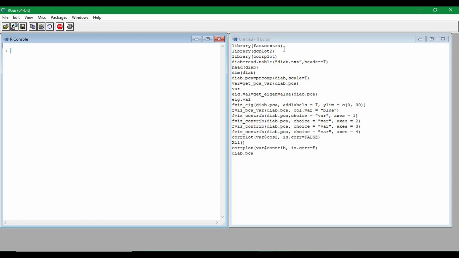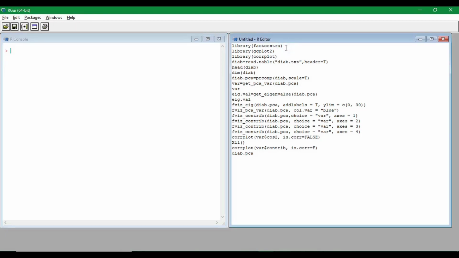Now let's load a few packages first. So we're going to load the factoextra package, we're going to load the ggplot2 package, and we're going to load the corrplot package. Now I already have a data set which I'll be using for this example, and that data set is called diab.txt, and we're going to load in our data set.